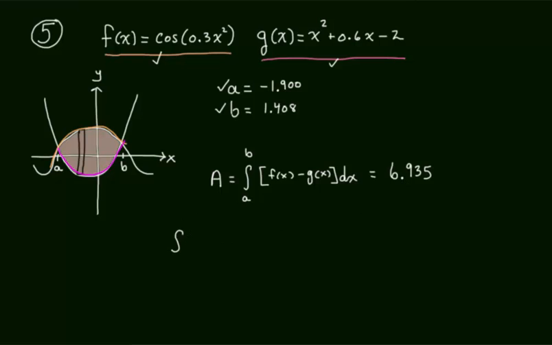Perhaps here we'll review how to do that in your calculator. I will take the integral of, I'll call up function y1 of x, that should be my cosine function. Then I'll take away y2 of x, which is my parabola. That's the integrand, and I'll do that with respect to x, and I'll take that from negative 1.900 out to the 1.408. Upon pressing enter, it will yield the answer 6.935.